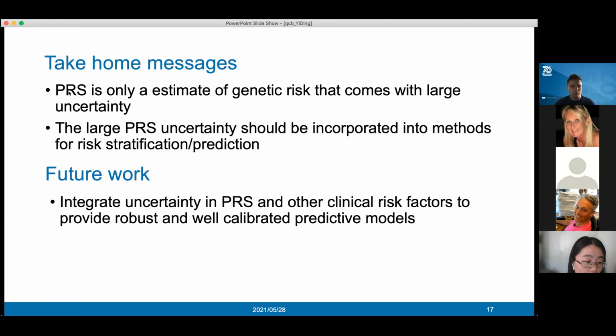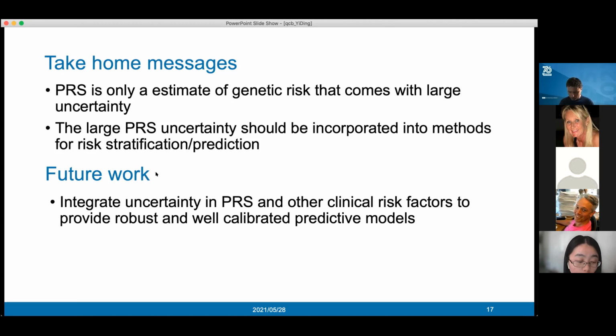The take-home message is that PRS is only an estimate of genetic risk that comes with large uncertainty. Therefore, you have to integrate this large uncertainty in all the PRS analysis you do. And the PRS uncertainty also should be incorporated into methods for risk stratification and prediction. However, the real world situation is always more complicated than the research on the paper. And a good predictive model should always consider not only PRS, but also multiple other clinical factors, for better clinical decision-making.